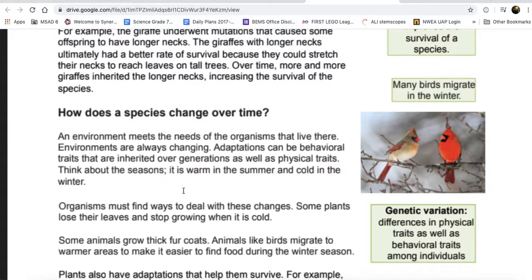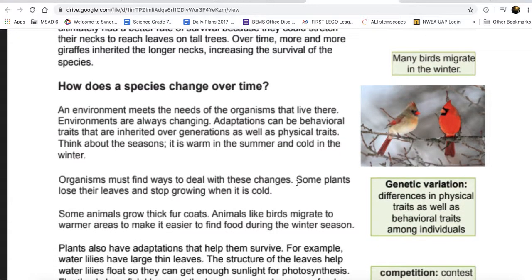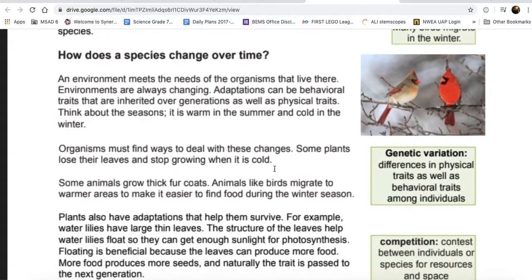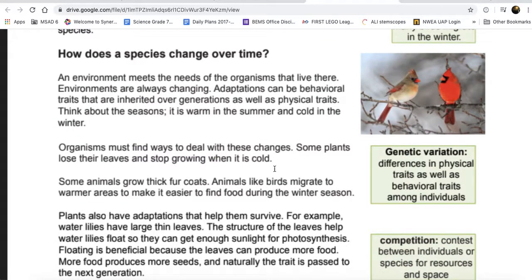Think about the seasons. It's warm in the summer and cold in the winter. Over here on the side with the two cardinals, many birds migrate in the winter. Organisms must find a way to deal with these changes. Some plants lose their leaves and stop growing when it's cold. Some animals grow thick fur coats. Animals like birds migrate to warmer areas to make it easier to find food during the winter season.